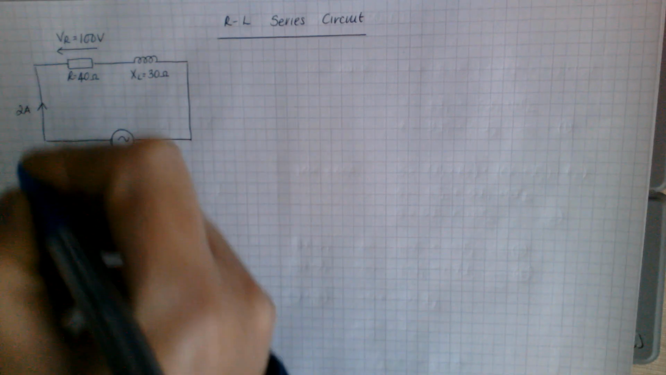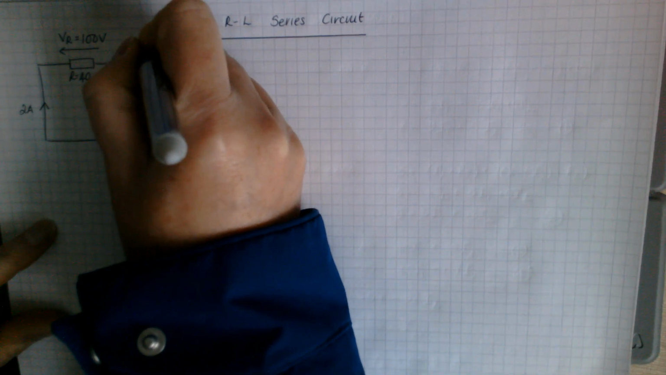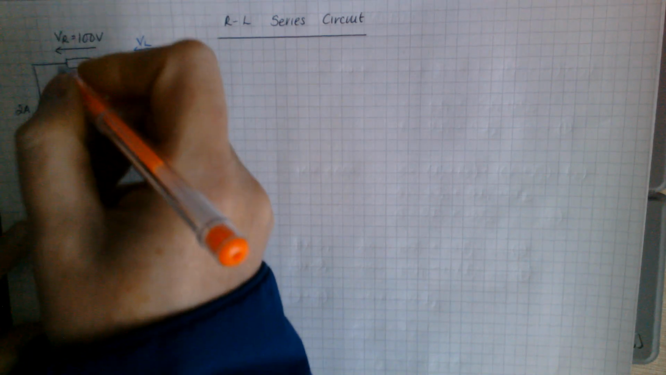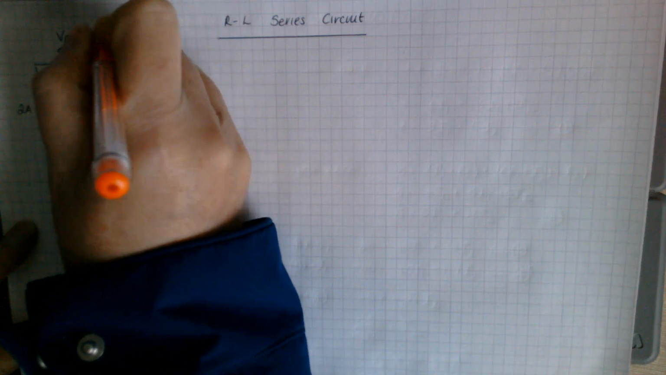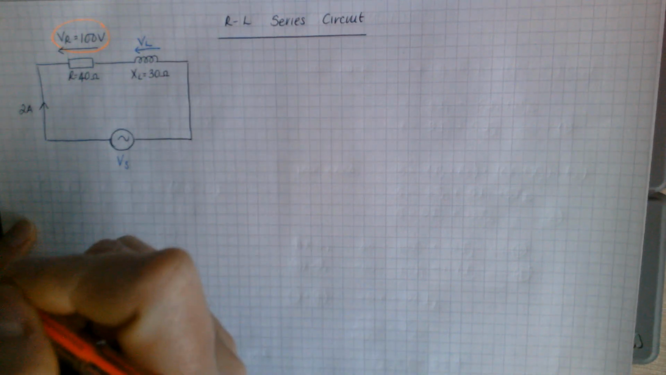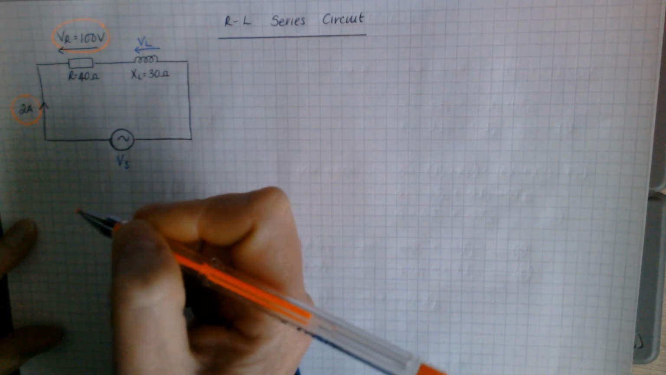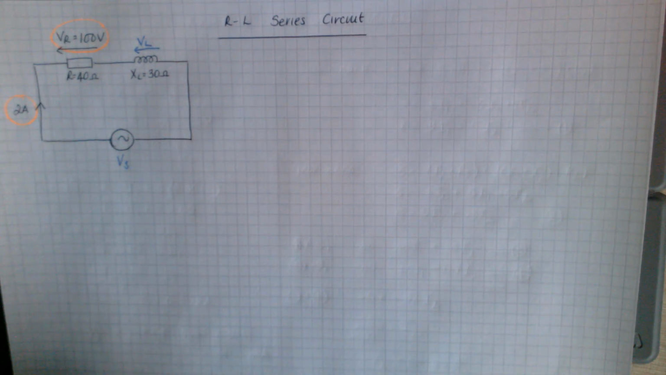are VS and VL. Because we already have a value for VR, that would go on your phasor diagram. Your current, I, that would go on your phasor diagram as well.